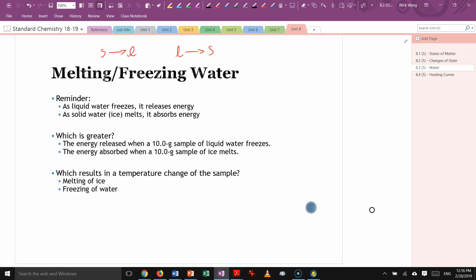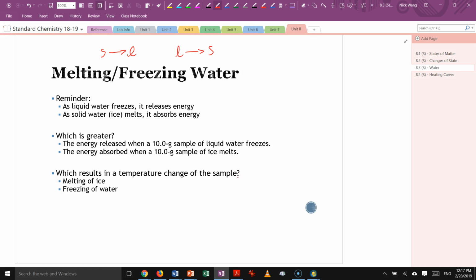So which one's greater? The energy released when 10 grams of liquid water freezes, or the energy absorbed when 10 grams of this sample of ice then melts? Well, it turns out this energy is the same. The amount of energy it takes to melt something is the exact same as it takes that same sample to then freeze. So it's an opposite process, and there shouldn't be any difference in the amount of energy it takes.